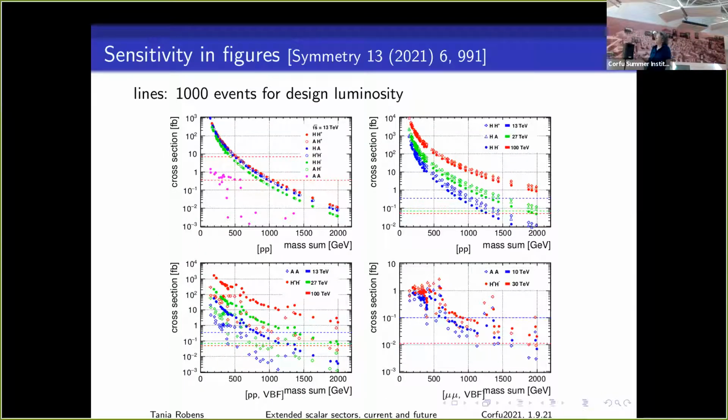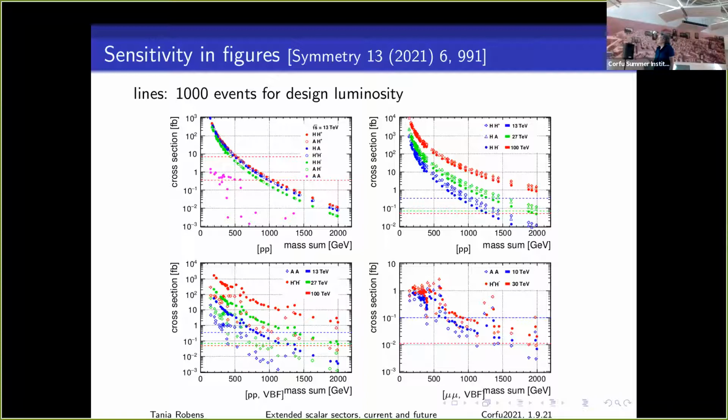Okay, and you can already read off that at Tailumi LHC, we would in principle go up to 1000 TeV as a mass sum with this counting criterion. On the right hand side, we do the same plot for various center of mass energies, now only for selected processes, 13 TeV, 27 and 100.